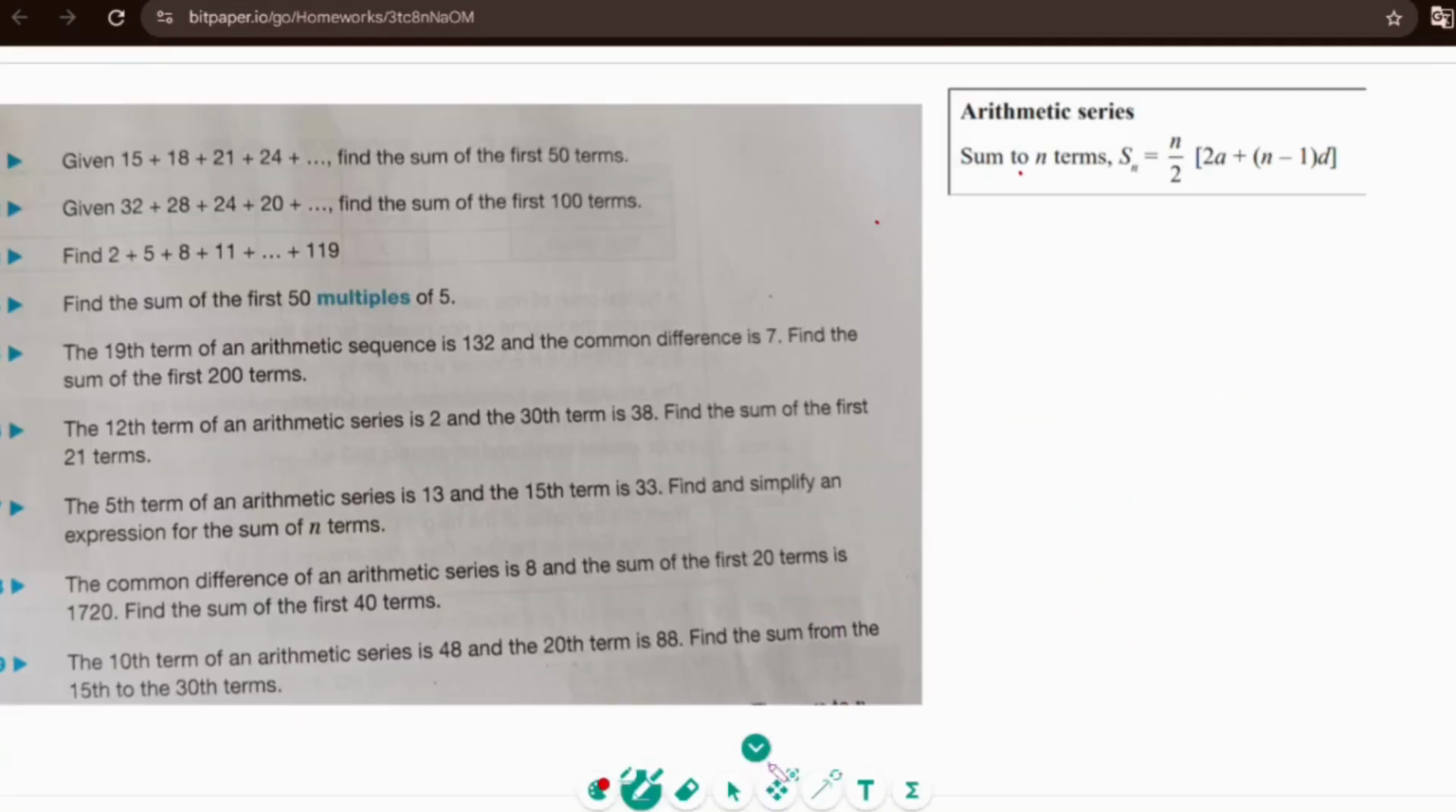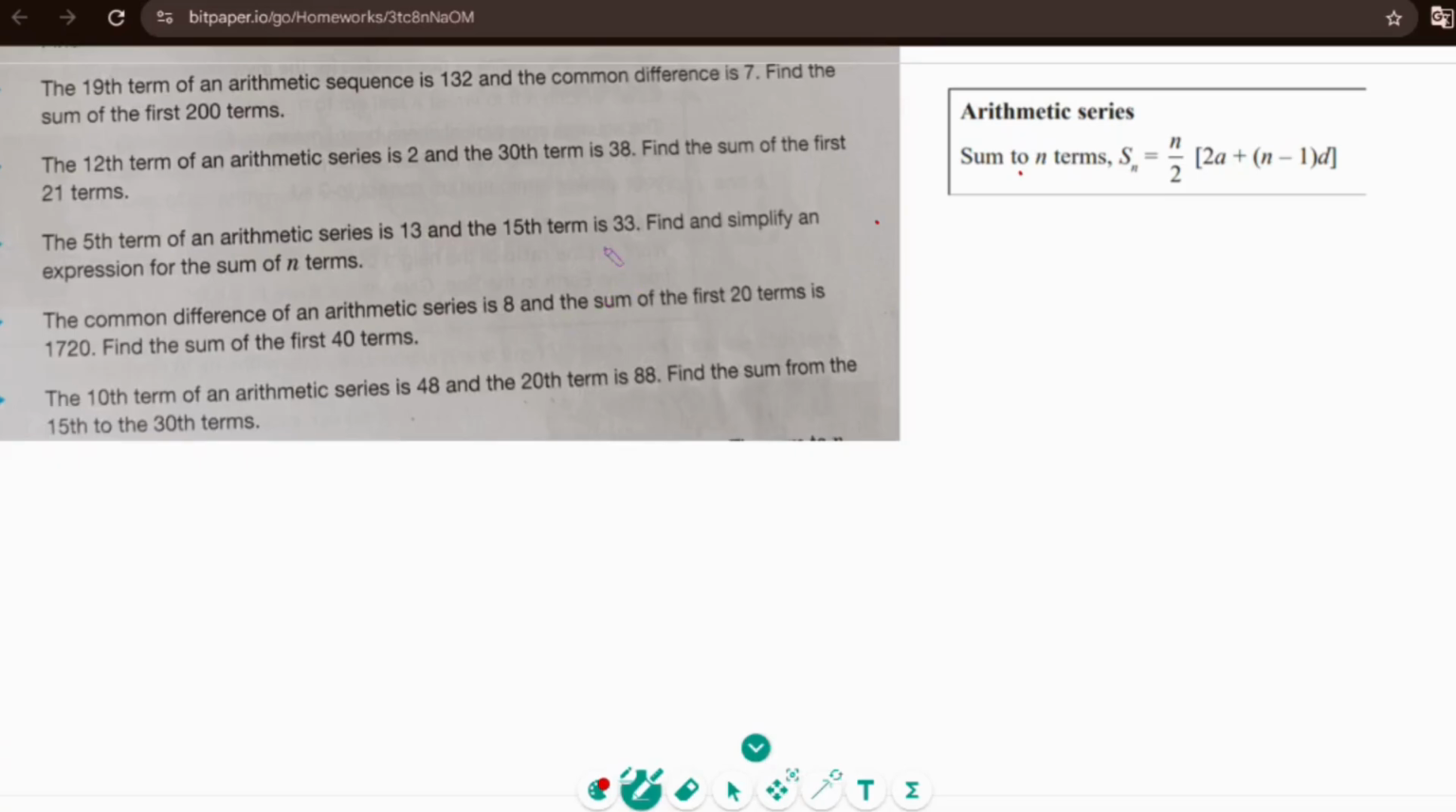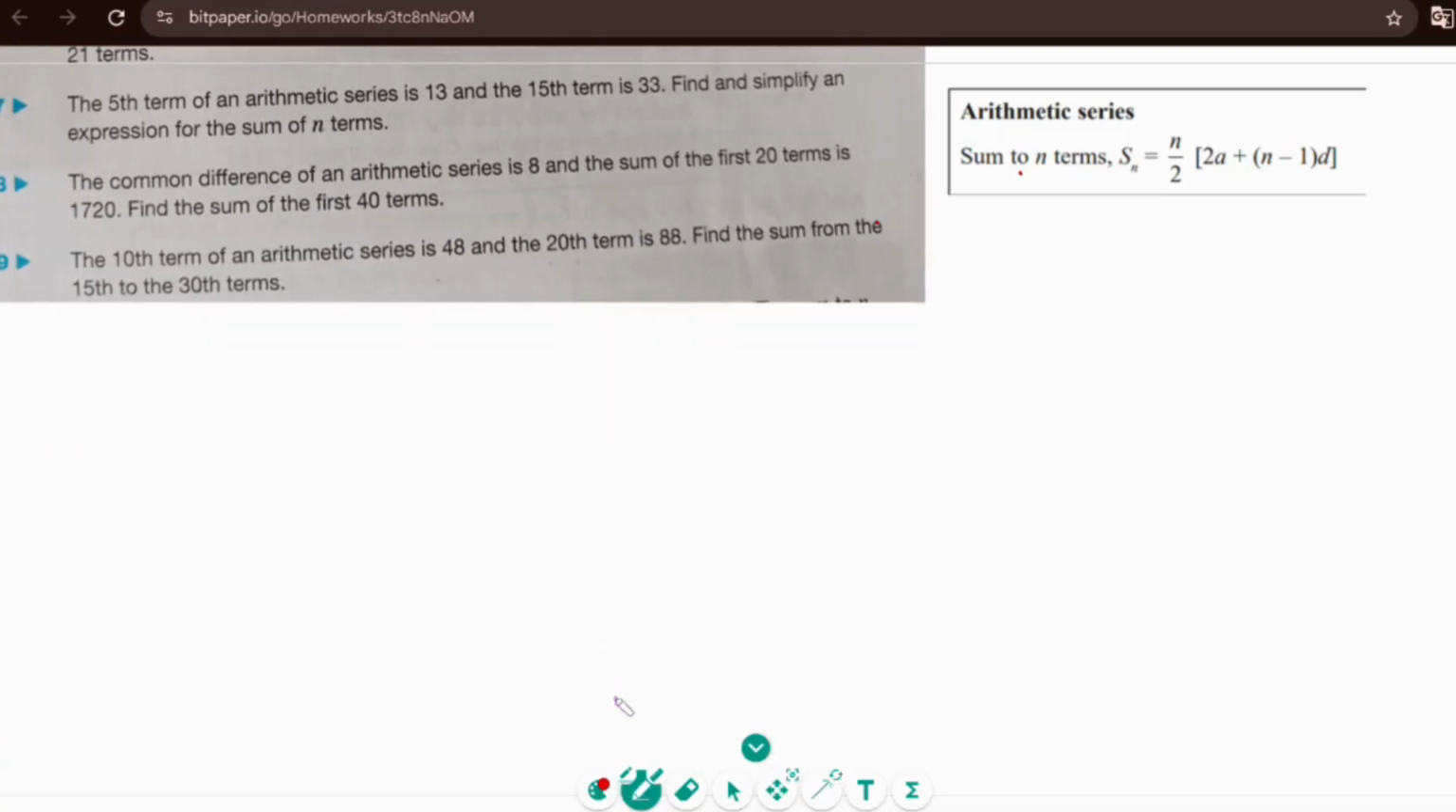Question 7. Fifth term of an arithmetic sequence is 13. The 15th term, so a plus 14d, is 33. Ooh, find and simplify an expression for the sum of the first n terms. N is n. Well, we can work out a and d though by using simultaneous equations.